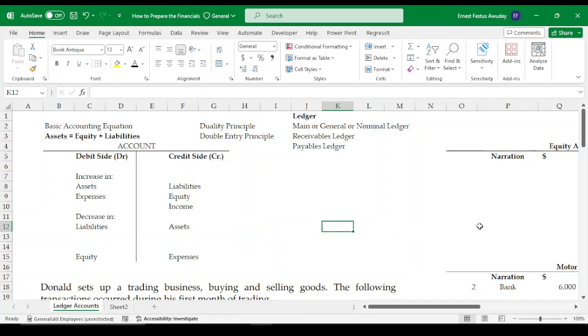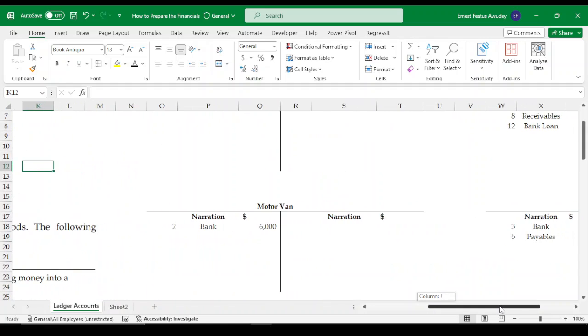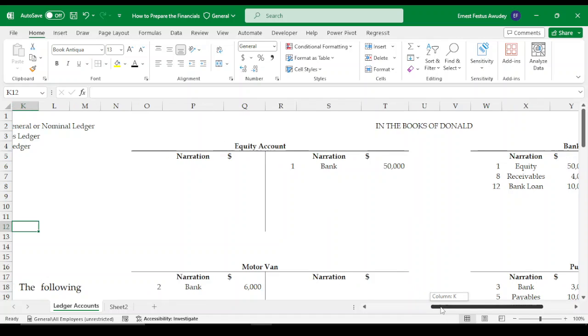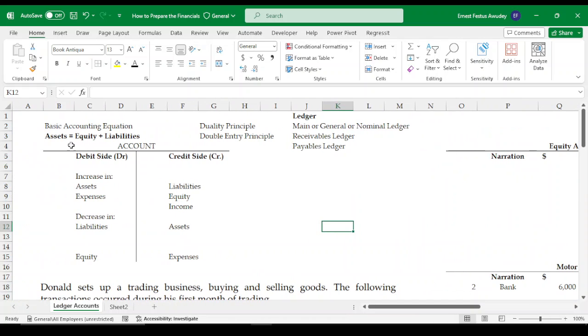Okay, now that we have done all of these, the next thing we do is what we call balancing off of the accounts. We balance off the accounts. Now, as I said, in accounting, we are always trying to ensure that this basic accounting equation is always at play and always being satisfied. The assets are always equal to our equity plus liabilities. That means that, as we understood, the debit side is always equal to the credit side. All right, the debit side must always be equal to the credit side.